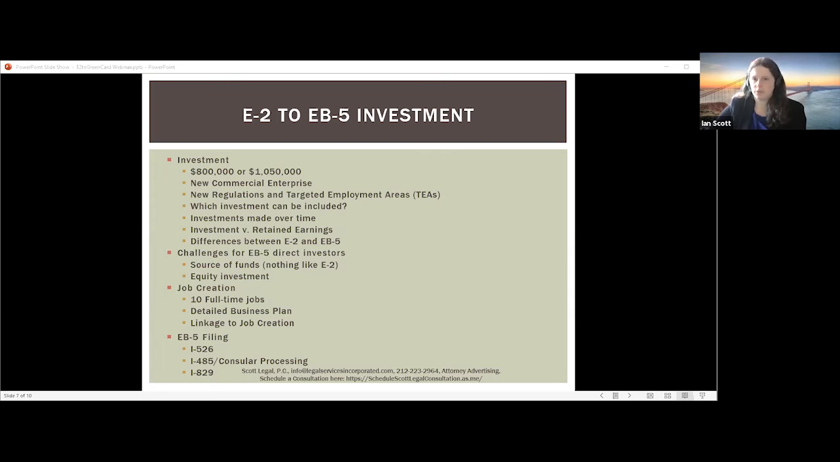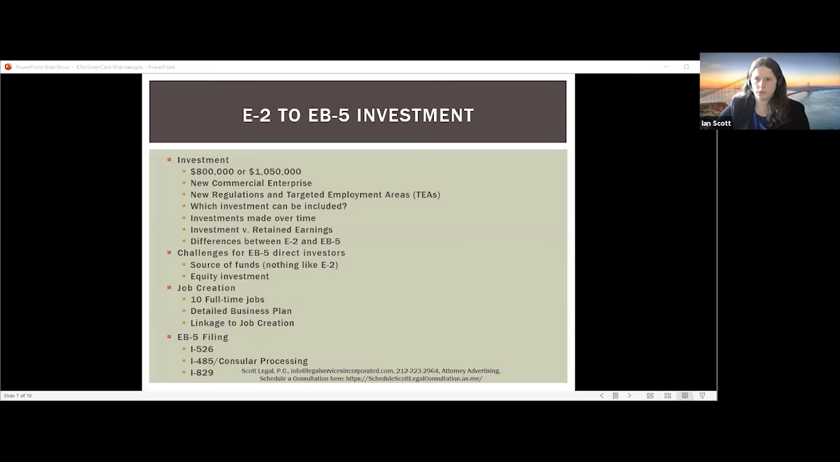So talking about the differences between the E-2 and the EB-5, the programs have some similarities, but there are many differences. For example, an E-2 permits purchasing a company and an EB-5 does not. For an EB-5, you have to invest in the business and the investment must lead to job creation. When you buy a business, the money is going to go to the seller. This doesn't qualify for EB-5.